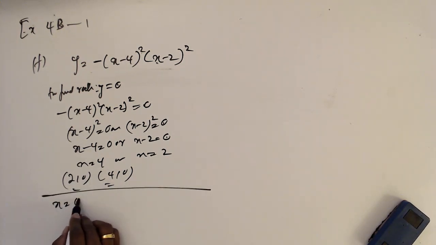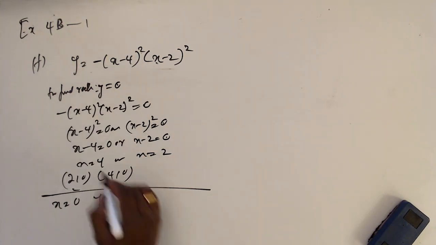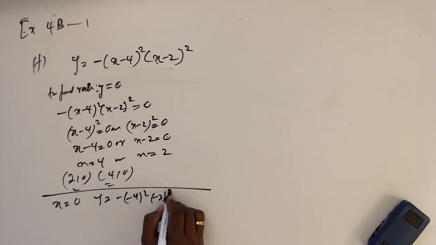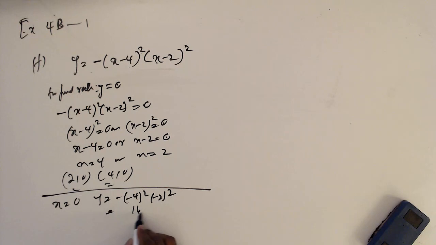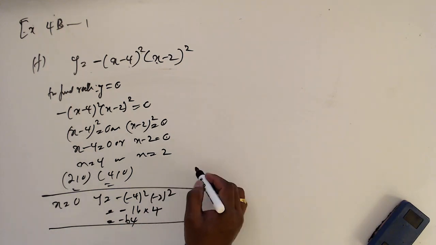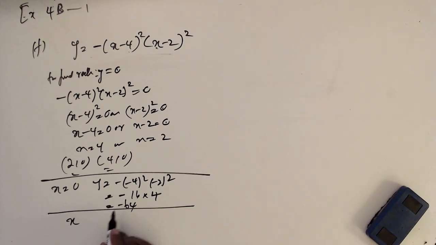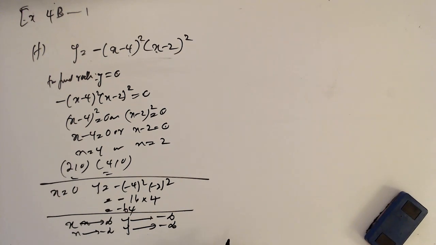Now x equals 0, y equals minus 0 minus 4 squared, then minus 2 squared, which is 16 and this is 4, and minus 64. Then we know the graph is negative, the coefficient is negative. It means we have to write: when x goes to positive infinity, y goes to negative, and when x goes to negative infinity, y still goes to negative, opposite of the other graph.